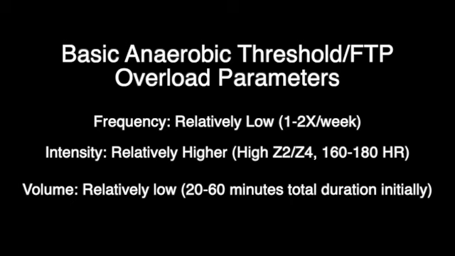All right, so basic anaerobic threshold FTT parameters. Frequency relatively low, 1 to 2 times per week in most sports. Intensity relatively higher, which means high zone 2 in a 3-zone system and zone 4 in a 5-zone system. Generally somewhere between 160 and 180 heart rate depending. And then typically a minimum of 20 up to an absolute maximum of about 60 minutes of total duration, which is generally broken up into smaller blocks like 2 by 20 minutes or 4 by 10 minutes, stuff like that.